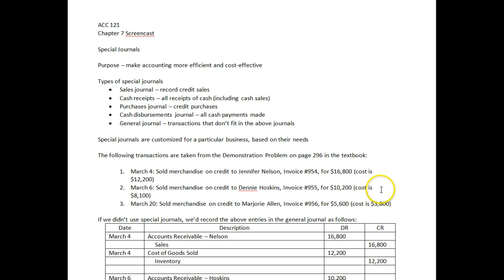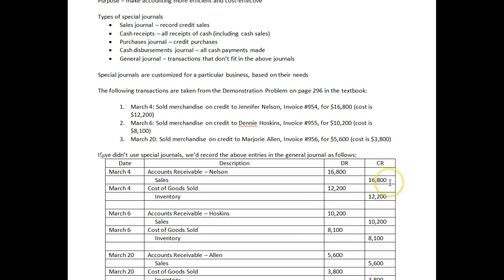What I thought I would do is go through and take some transactions from the demonstration problem on page 296 of the textbook. And if you haven't been using the demonstration problems, I would encourage you to do that. They're at the back of each chapter, and they take a full-blown problem. So similar to some of the problems you'll see on the homework, they're going to walk you through it and show you the whole solution. But you could do it ahead of time yourself, see how you do, and then check yourself with the book. So what I've done is I've taken a couple of transactions because I want to illustrate how one of these special journals works.